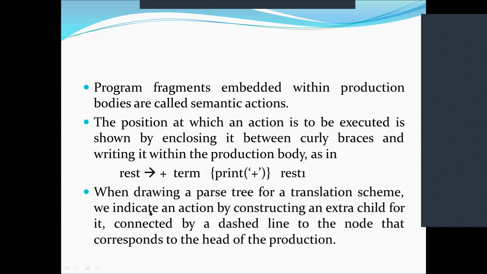So when drawing a parse tree for a translation scheme, we indicate an action by constructing an extra child for it. Because this was not there in the body of the production, it has been added extra, and this extra will be put in curly brackets. While doing the parse tree, this will be added as an extra child to the tree, connected by dashed lines to the node that corresponds to the head of the production. So to the node which corresponds to the head of the production, only to that will this be added as an extra child. We'll see an example of that.